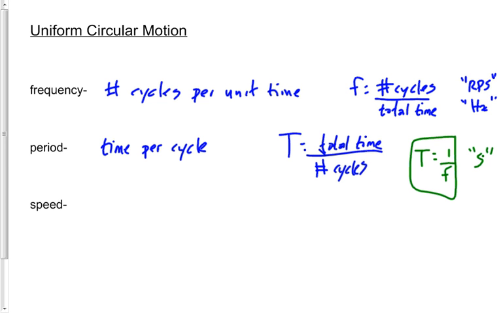The period of the Earth going around the sun is 365.25 days. So we can measure it in days, or in hours, or in minutes, or in years. But the standard unit is going to be in seconds.